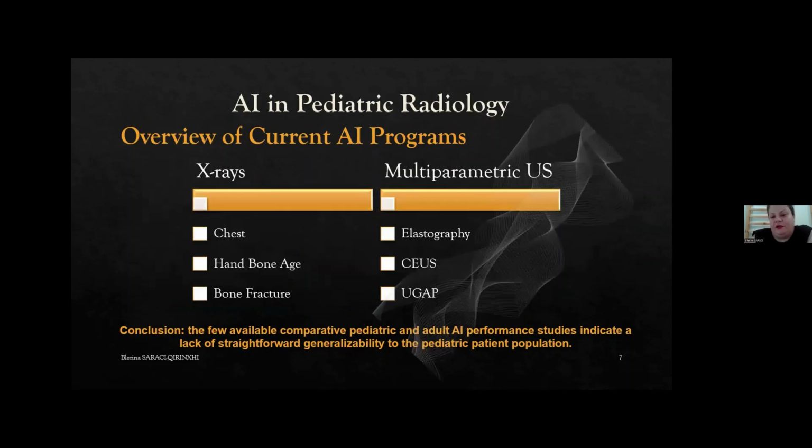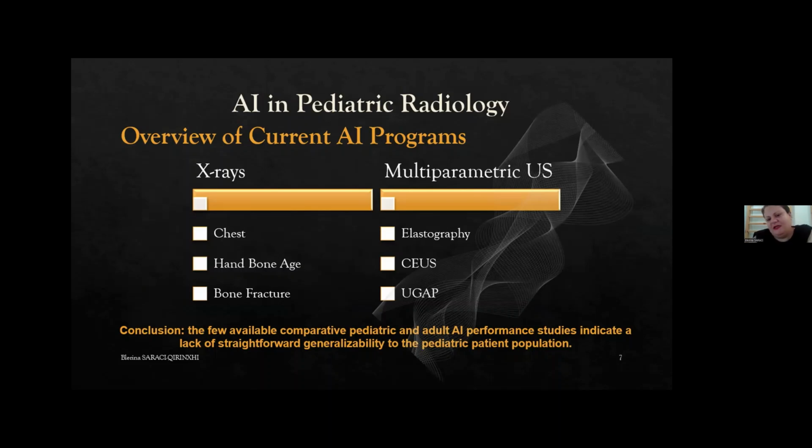AI in pediatric radiology. Overview of current AI programs. We have programs all around the world for X-ray. The most common uses are for chest X-ray, hand bone age, and bone fractures. These are the top AI programs used for the pediatric population in X-ray examination.